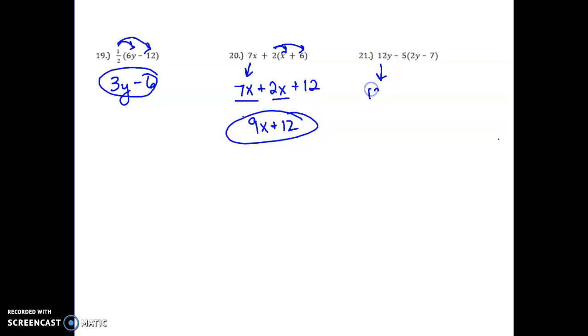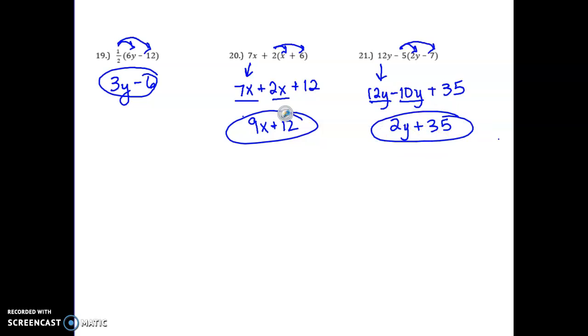In this case, my 12y would come down, and it's actually a negative 5 that I'm distributing. So negative 5 times 2y is negative 10y, and negative 5 times negative 7 is positive 35. 12y minus 10y is 2y, so I would get 2y plus 35.